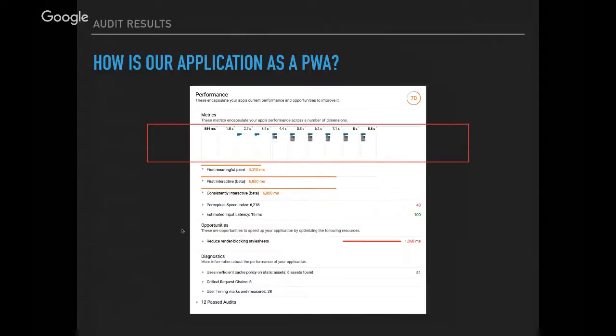On the performance side, we see that we have about 2.7 seconds, about 3 seconds, before the meaningful first paint, and then it's about 6.8 seconds until our application's first interactive. So not the best. We definitely can do a lot better with this. And then we see that we have some opportunities: we have some render blocking style sheets that we can fix up to make our application more performant.